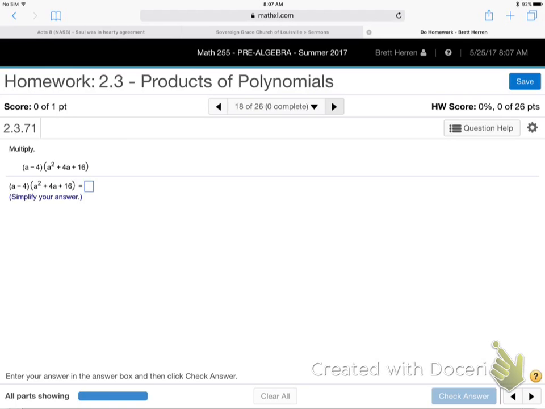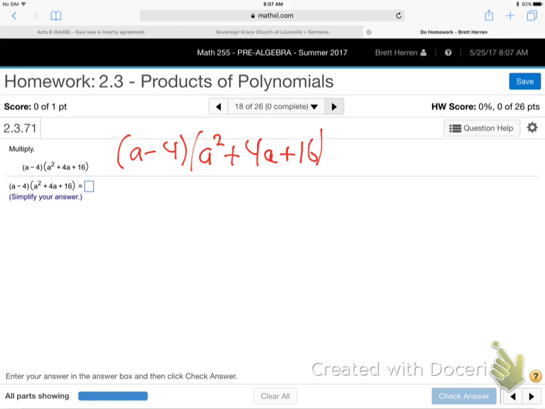Okay, so we're going to have a minus 4, a squared plus 4a plus 16. All right, so same thing. Try that one. So the first one goes to all 3, and the second one goes to all 3. Try that one. It's a longer one. I'll give us just a little bit longer.